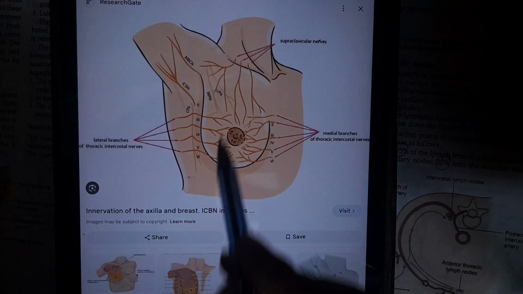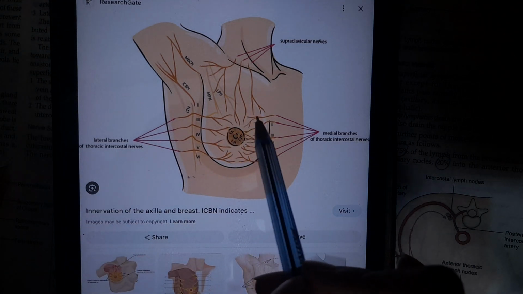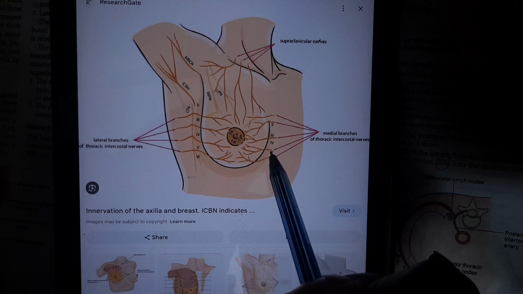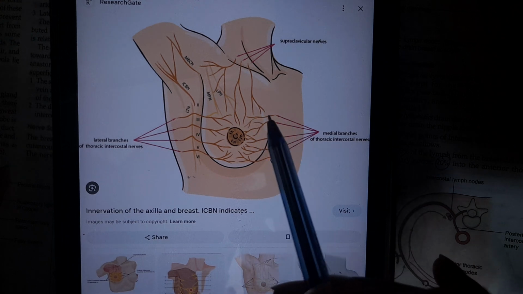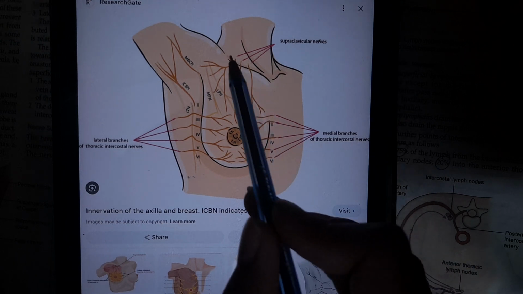So look at this very nice diagram in which you get to know the nerve supply of your breast. It will be supplied mainly by the 4th to 6th thoracic nerves. So which thoracic nerves are going to be there? On the medial side, as always, we identify the sternum over here and the clavicle over here.